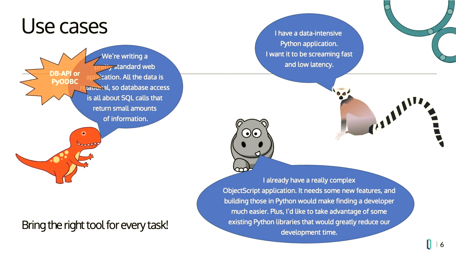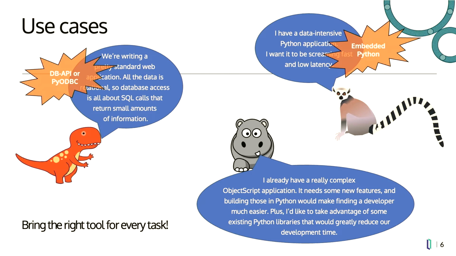And so that's where, cutting to the chase here, embedded Python would fall into place. So the answer for the people who are doing all relational and SQL calls, returning small amounts of information, is using either DB API or PyODBC, one of those relational methods where you're just sticking to SQL.